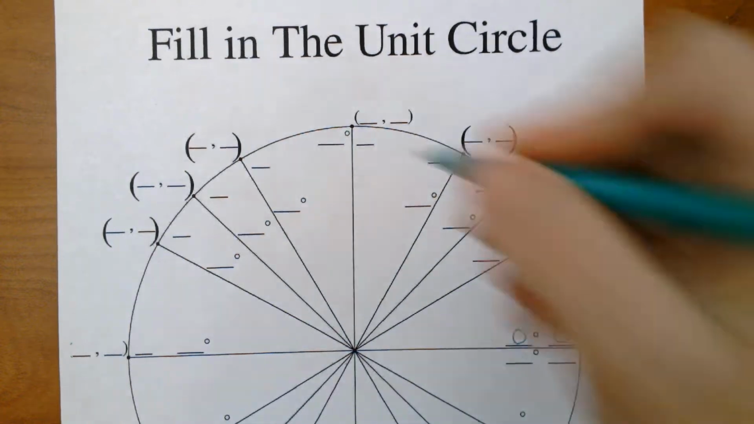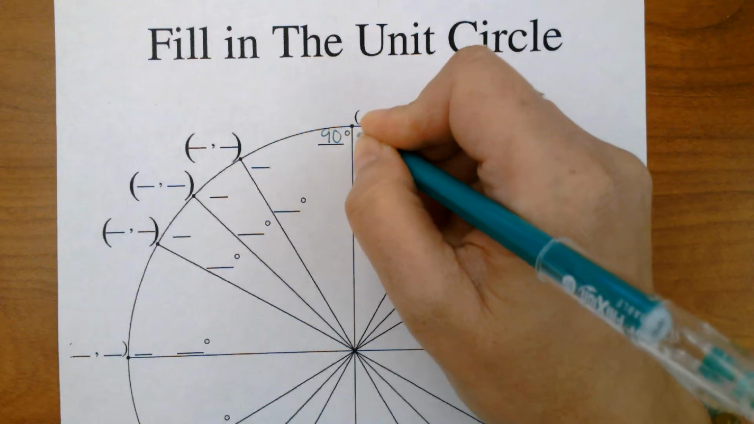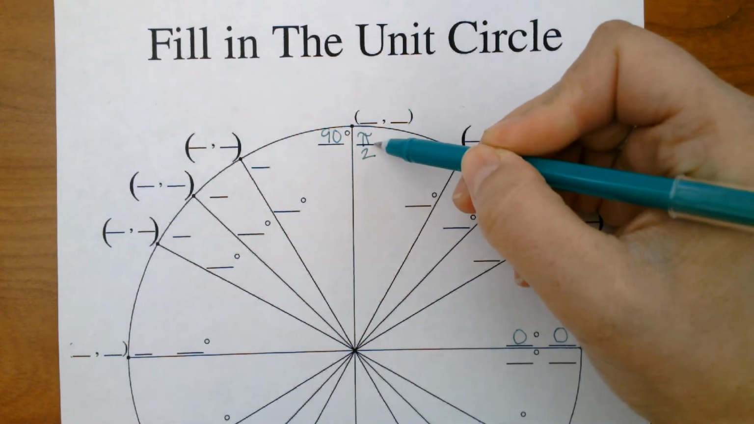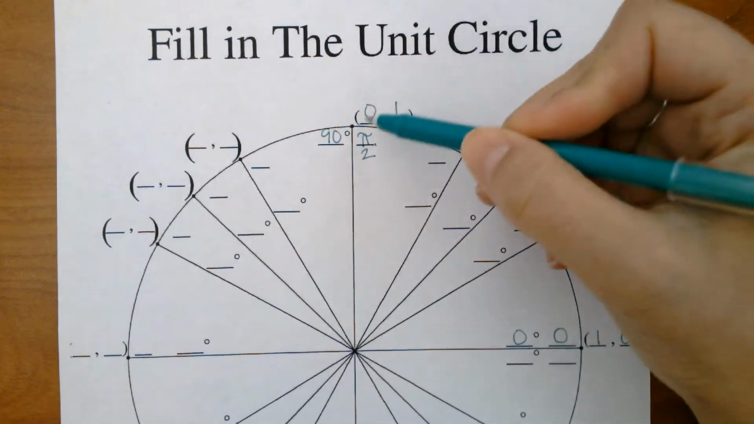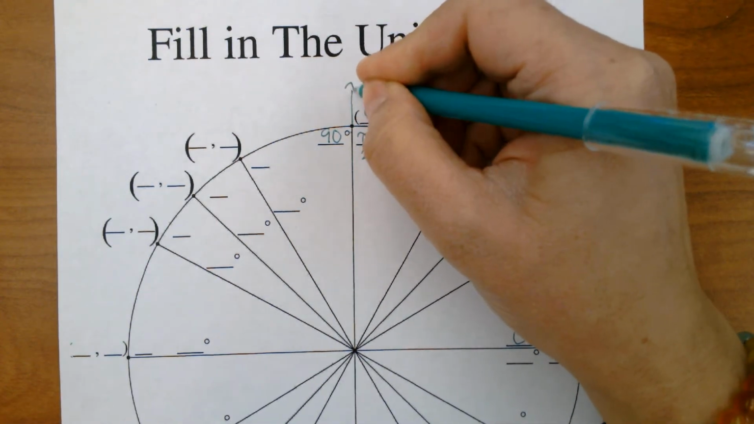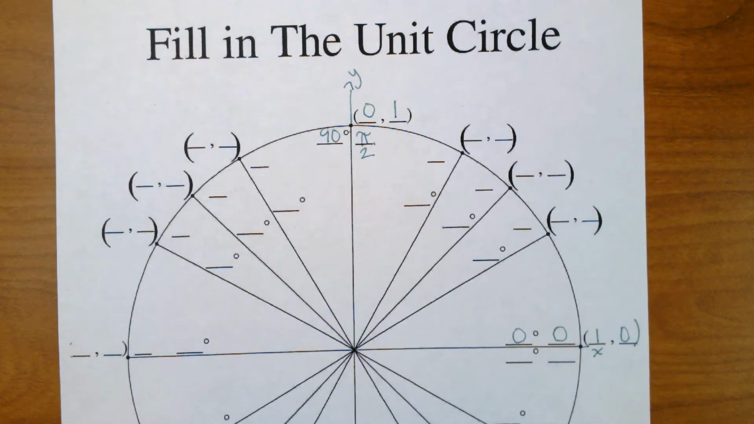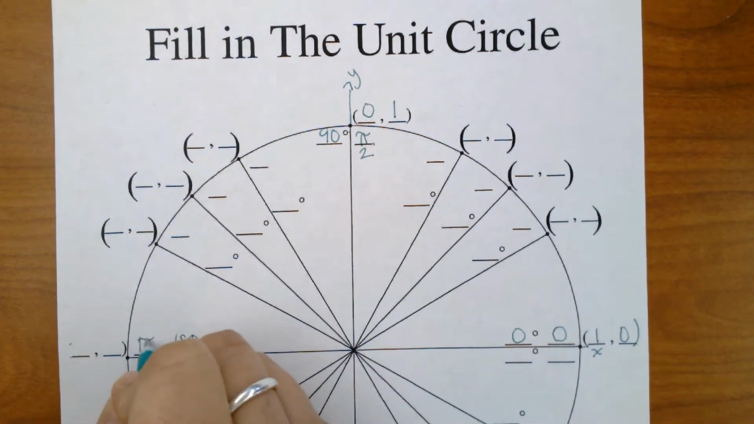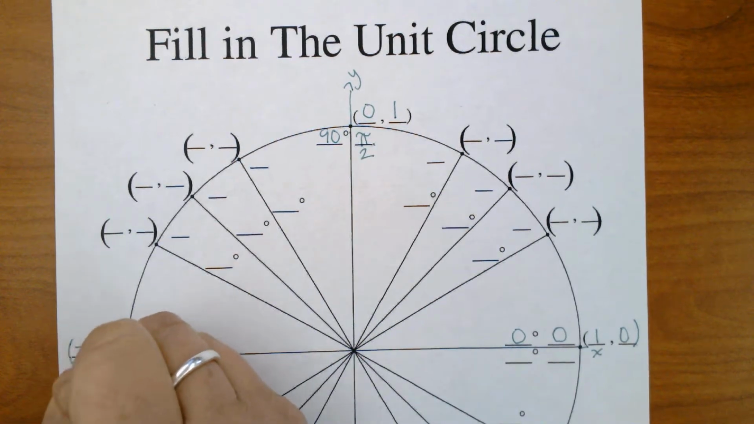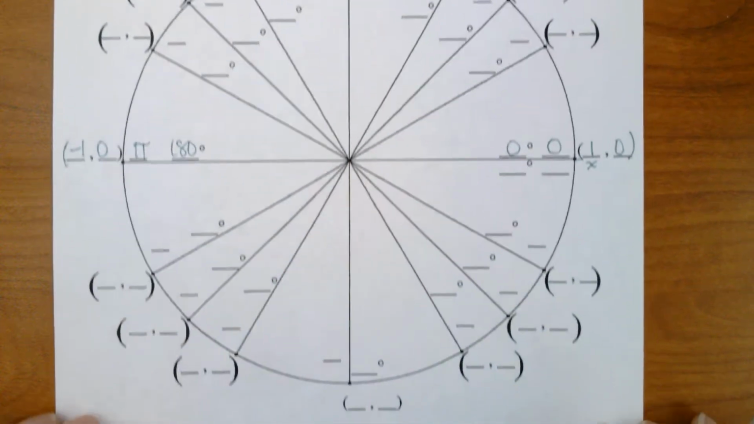All right, what else do we know? We also learned that this is 90 degrees, and this is going to be pi over 2. I'm going to use this as the fraction bar. And this was 0, 1. So this is the y-axis, and this is the x-axis here. We also know that this is 180 degrees, which is going to be pi, and this is going to be -1, 0. Awesome.